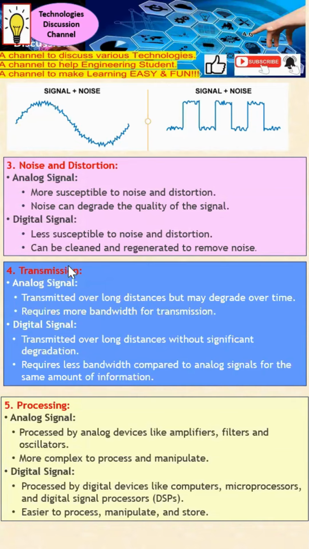For transmission, for analog devices, you require more bandwidth. As for digital signals, you need less bandwidth to send the same amount of information. Processing: analog signals are processed by analog devices like amplifiers, filters, and oscillators. As for digital signals, they can be easily processed by our PC, microprocessor, and DSP.